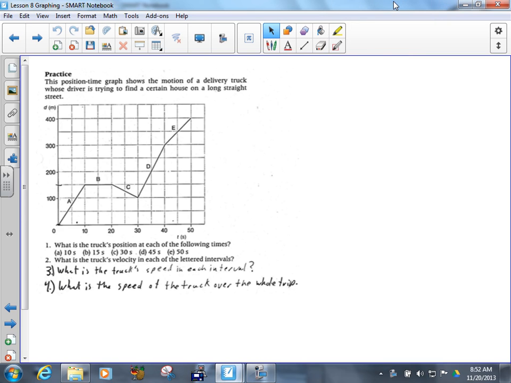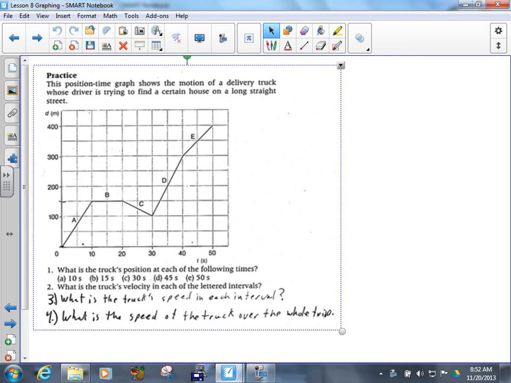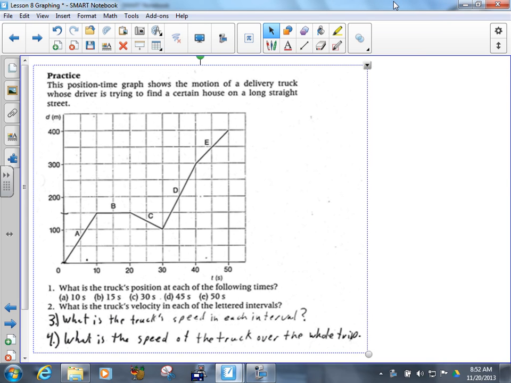Okay, so yesterday we looked at this graph at the end of class and said that we would pick up right here. So it is a position versus time graph. Quick review. What can I read directly off a position time graph? What does it show me without doing any calculating?